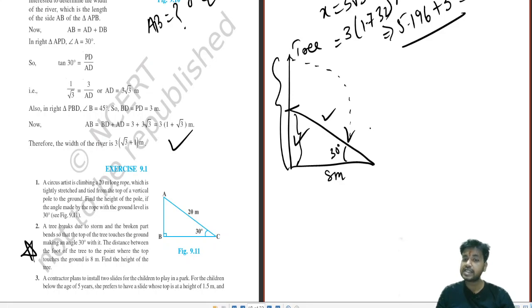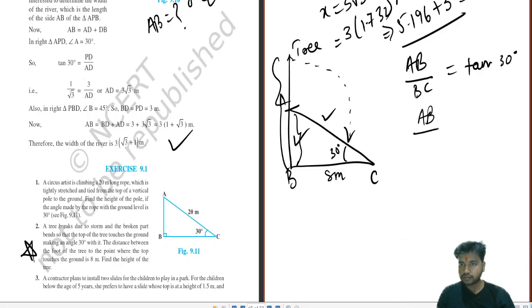So, the diagram completes like this. This is your triangle ABC. Now, if you have to find the length of AB, that is AB by BC is equal to tan 30. Now, what is tan 30? Tan 30 is 1 by root 3, AB is not given, and BC is 8 meters. So, AB is equal to 8 by root 3.